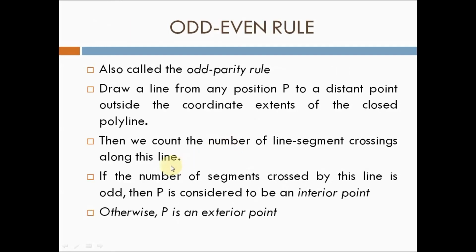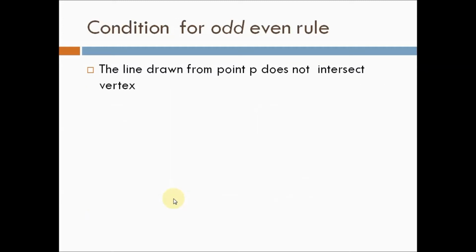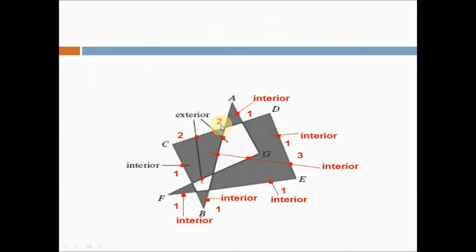Now the third step: if the number of segments crossed by the line is odd, it means interior. If it is odd, interior. If it is even, what is it? Exterior. So here you can see 2 is an even number. So even number means it is an exterior region. So this region in the white color is an exterior region, because the number of intersecting points is 2. Even means exterior.